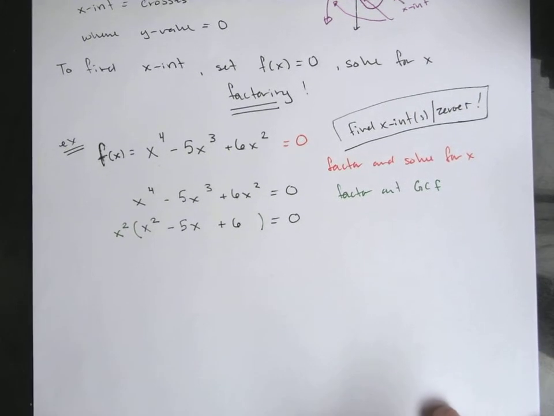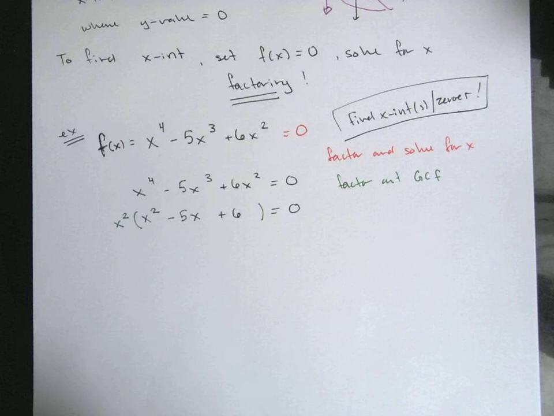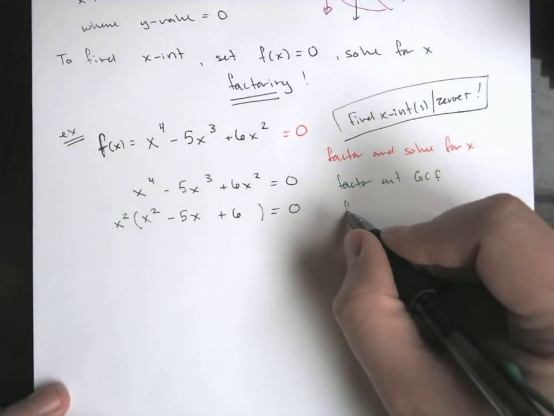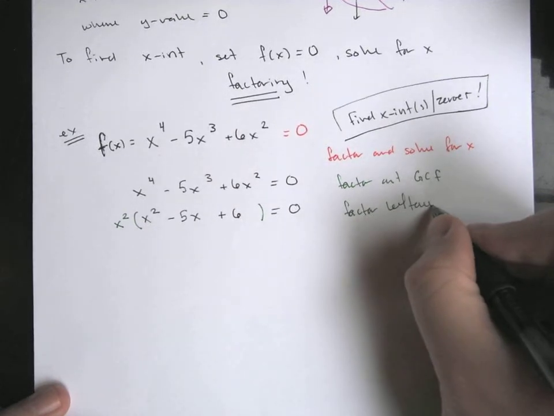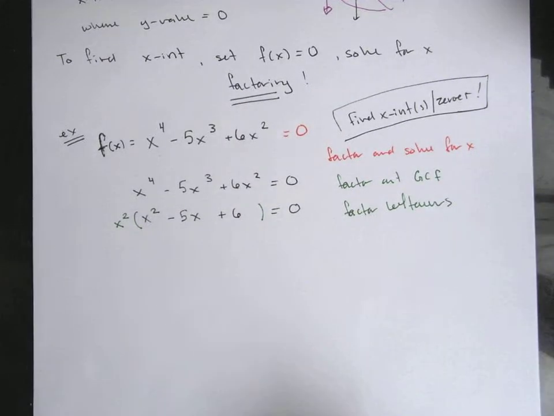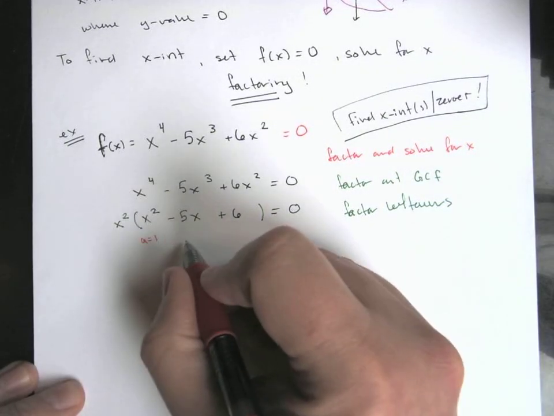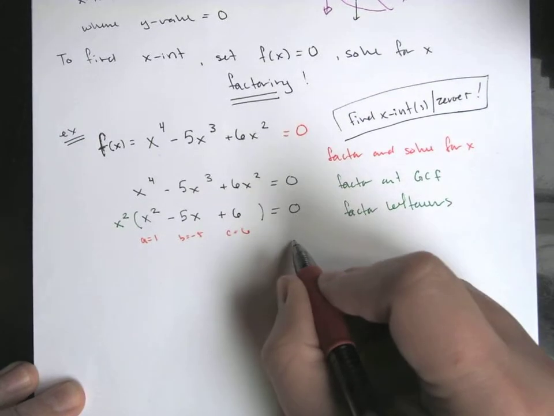So GCF out in front. Once we've done that, we're going to do our regular factoring process with the leftovers. So we'll say factor the leftovers. For us, that's going to be a equals 1, b equals minus 5, c equals 6.